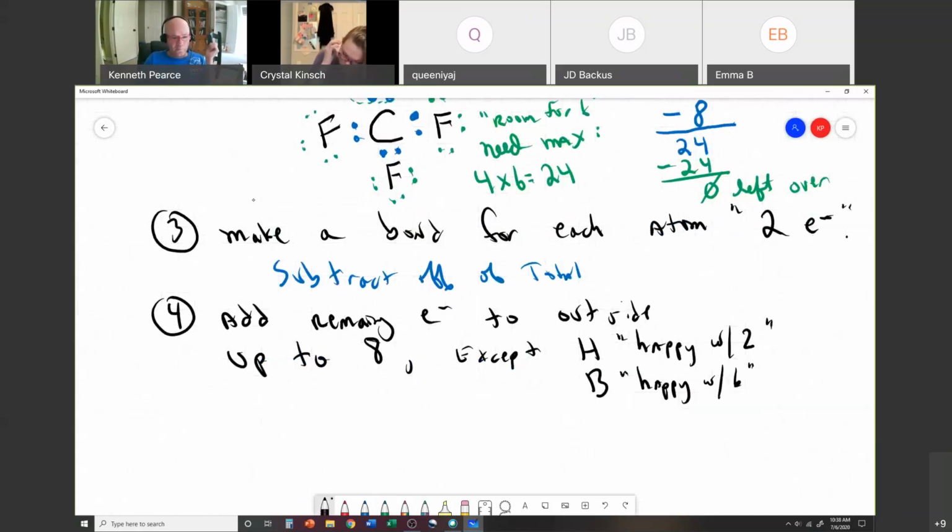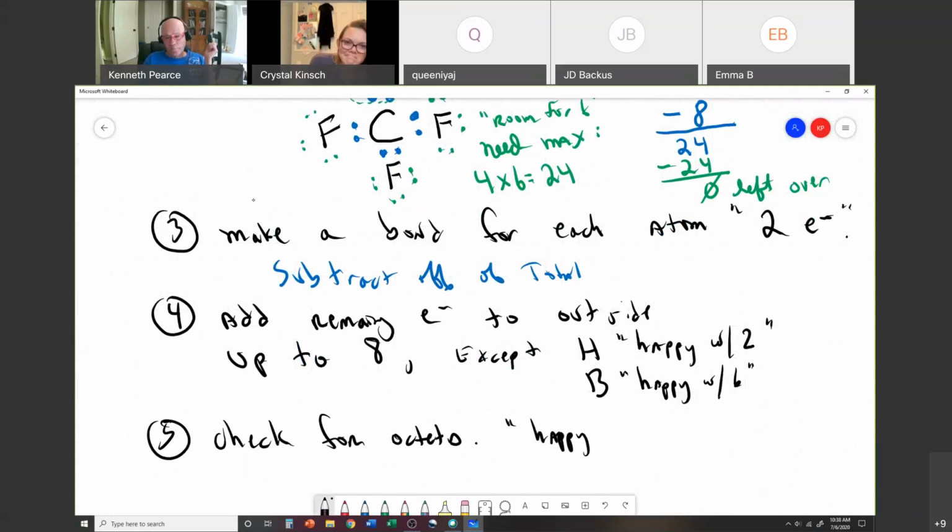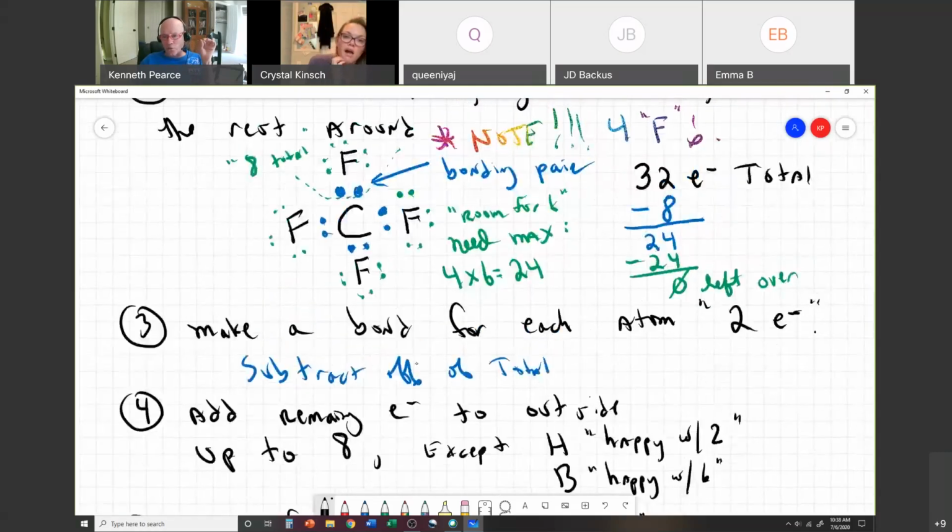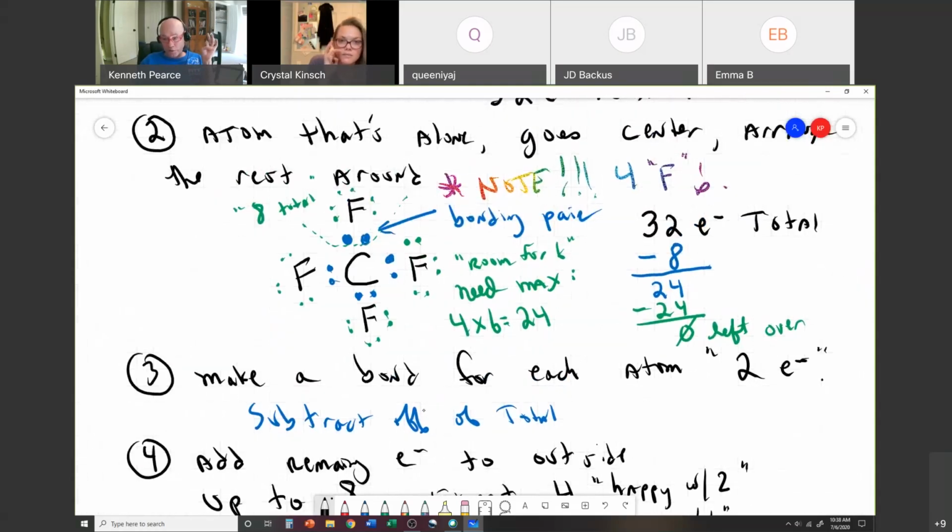All right, so now the last step that we need to do is check for octets, or happy atoms. Really what we're looking for is happy atoms, not so much octets. Remember the octet rule? The octet rule is atoms gain, lose, or share electrons to have a full valence shell. They don't necessarily have 8. But let's go ahead and check and see.